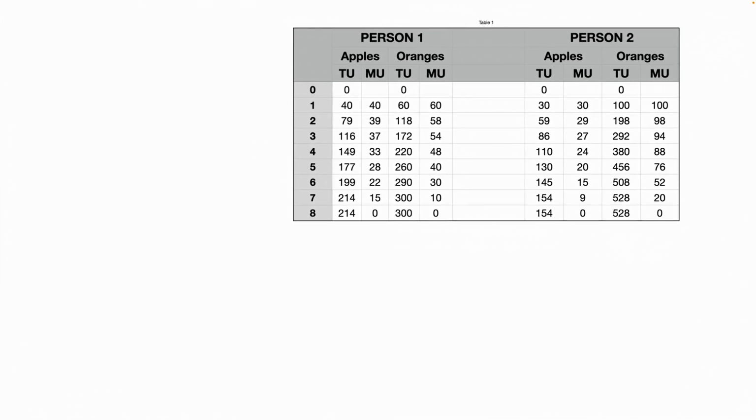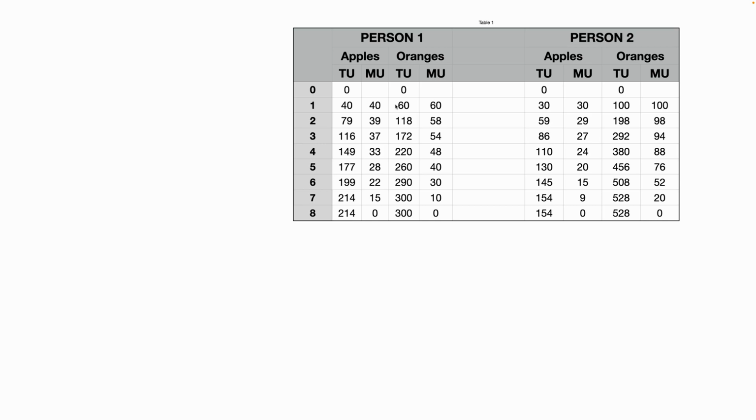So starting with, we have utility tables for person 1 and person 2, looking at consumption of apples and oranges. The table includes total utility of apples and total utility for oranges for each person. The way to interpret this table, for example, if person 1 consumed 4 apples, those 4 apples would generate 149 units of total utility. Or if we gave that individual 2 oranges, those 2 oranges would generate 118 units of total utility. Okay, same thing holds for person 2.